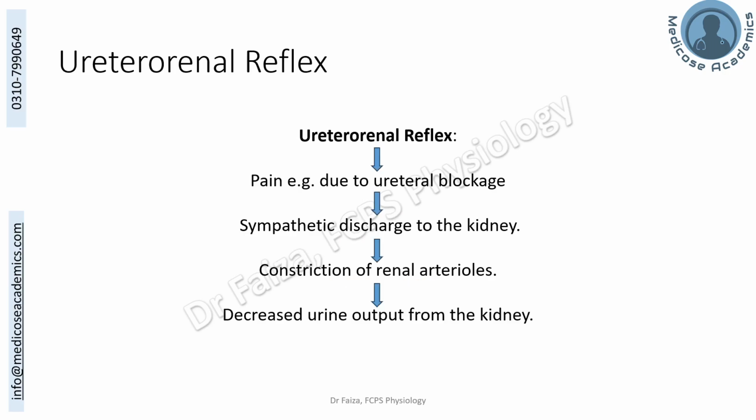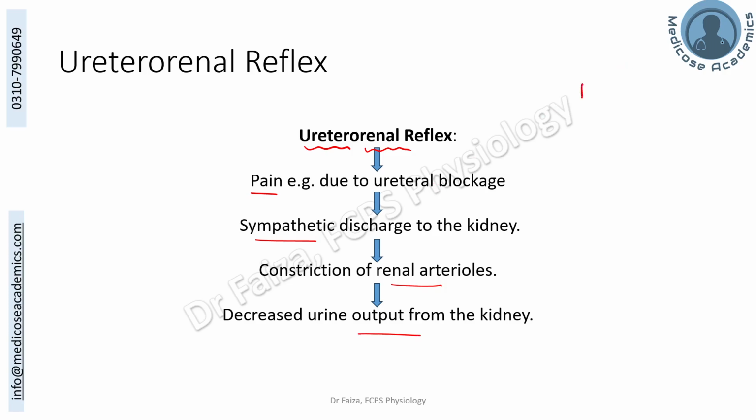Ureterorenal reflex. This is stimulated from the ureteric portion and taking back the message to the kidneys. Now the stimulus over here is pain. For example, because of the ureteral blockade, this will be sent to the spinal cord and the resultant would be sympathetic discharge to the kidney. This sympathetic discharge will constrict the renal arterioles, decrease the filtration and urine output from the kidney, and this is how it is going to relieve the pain caused because of the ureteral blockage.